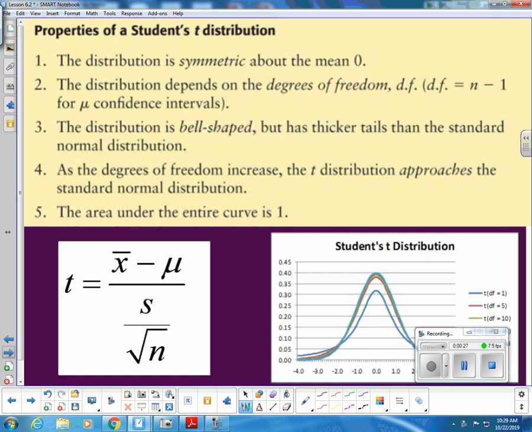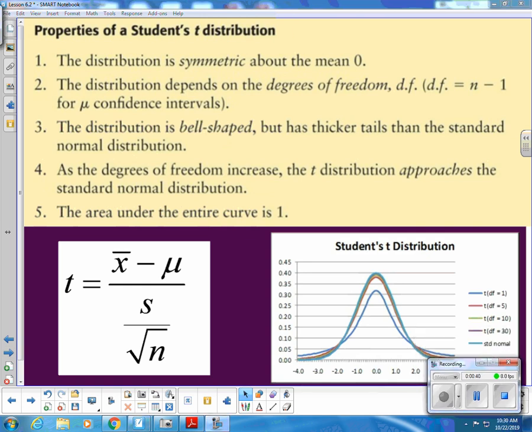Okay. So the distribution is symmetric about the mean. The mean is 0, the median is 0, the mode is 0. So it's very similar to the standard normal curve. The distribution's shape just depends on what's called the degrees of freedom, which is n, your sample size, minus 1. So the higher your degrees of freedom, the closer the curve gets to the standard normal distribution. The area under the curve is still 1.